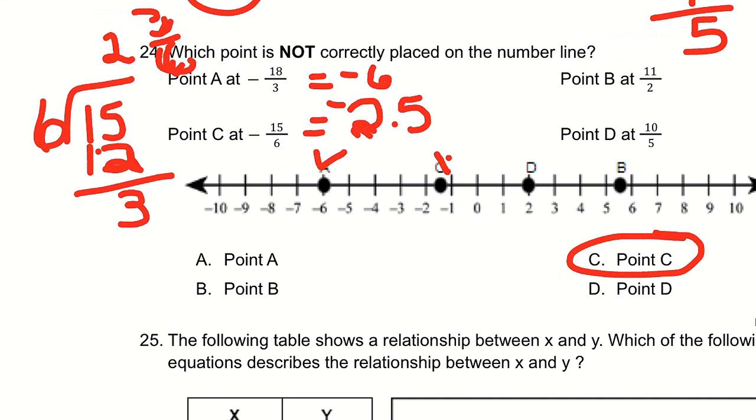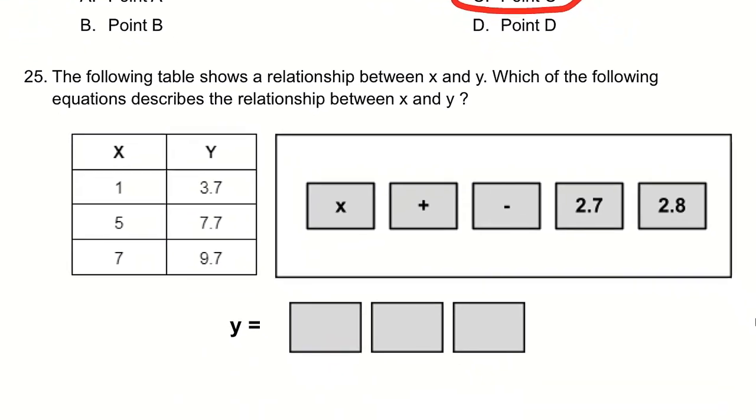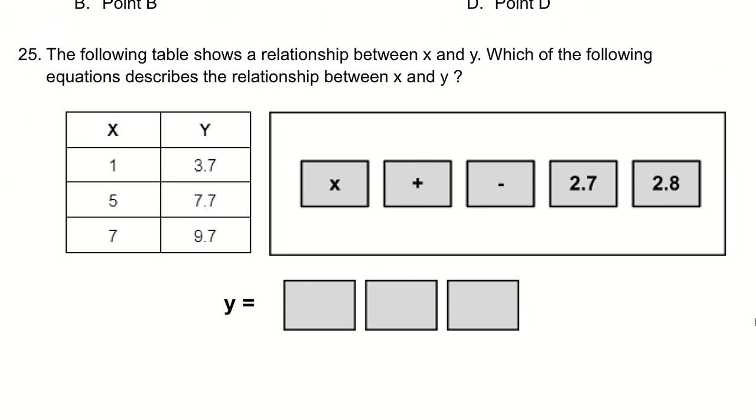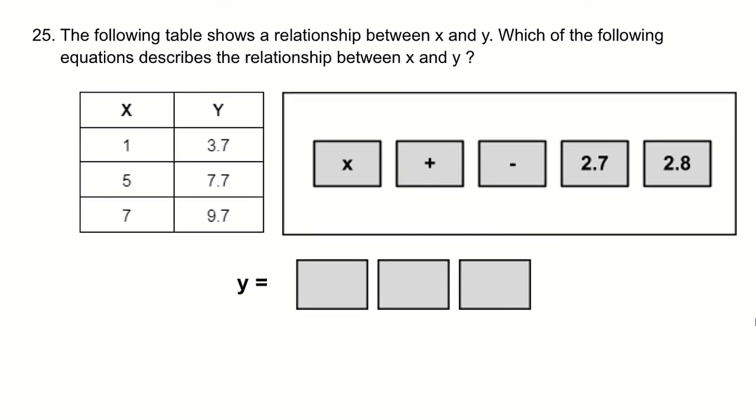Okay, number 25. The following table shows the relationship between x and y. Which of the following equations describes the relationship between x and y? I see this table here and I'm going to label. This is my I and this is my D. I don't need to label the x and y because they're there. They know that the equation always starts with y, the dependent value.